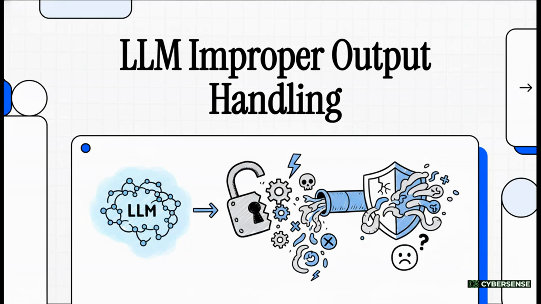All right, let's dive into something that is absolutely critical if you're building anything with large language models. We're talking about improper output handling. Seriously, if your app is using an LLM, you need to know this inside and out to keep it secure. So let's get right into it.